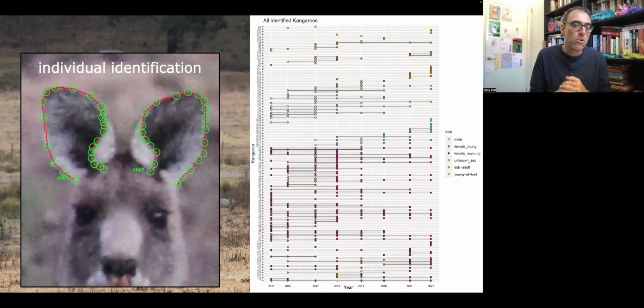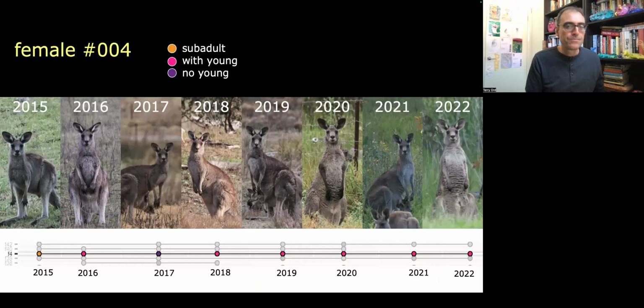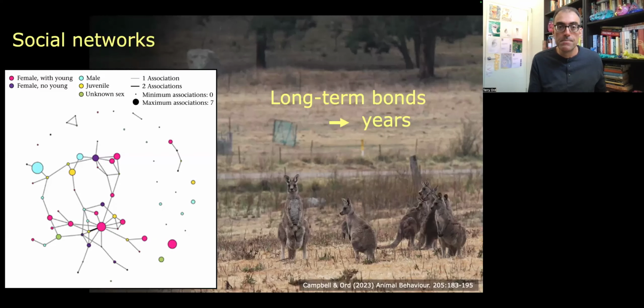She found over 150 different individuals in this population, and she was able to track them from one year to the next. To illustrate, this is female number 4. She was first identified as a subadult back in 2015, and she has been identified in every single year since. You also might be able to see on the screen here that you can see from the photographs when she's got a pouch young. So we can actually get information about when this particular female is reproducing and in what years. So what else can you do with all this information?